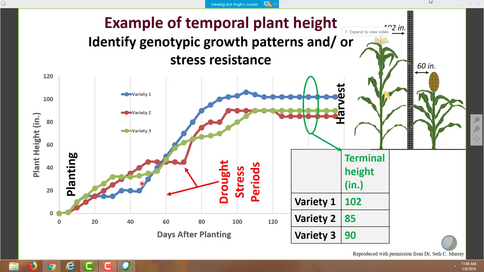And you can also see kind of a crossover point where the red variety kind of lags behind, but eventually ends up at a similar spot as the green. And even more interestingly, you can see how early growth in the blue actually was lower, but it ended up being the tallest of the 3 varieties. So these are kind of interesting observations that are allowed by looking at these growth curves.